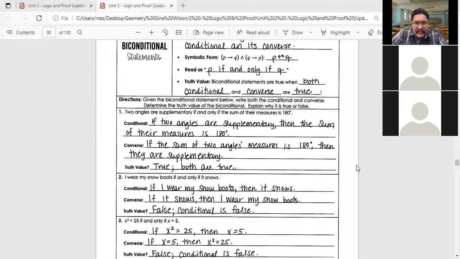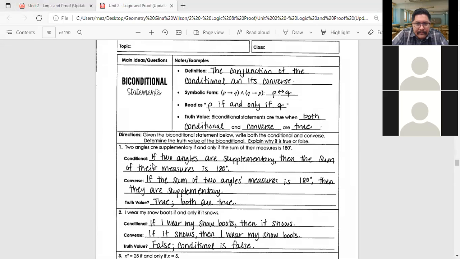All right, I'm gonna go down a little bit. All right, so given the biconditional statement below, write both the conditional and its converse. Determine the truth value of the biconditional and explain why it is true or false. So the conditional here, so we have our original: two angles are supplementary if and only if their measure is 180 degrees. So we got to put the if and then statement in there. So if two angles are supplementary, then the sum of their measures is 180 degrees.